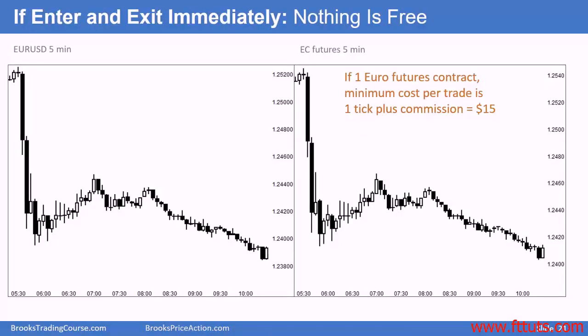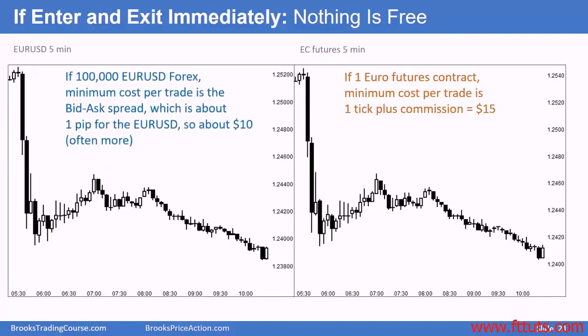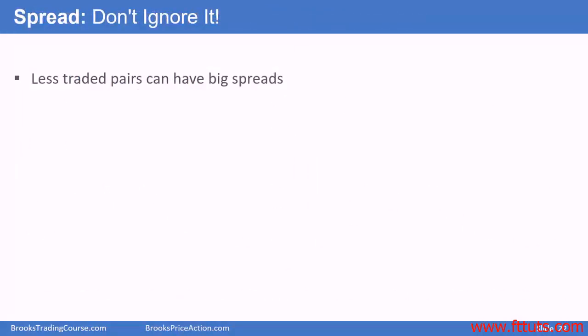Now, one euro futures contract, the minimum cost per trade is the bid-ask spread, one tick, plus a commission, about $15. Now, the minimum cost, if you're trading 100,000 euro versus the dollar Forex units, is the bid-ask spread, which is about a pip or about $10. Sometimes it's more. So the cost is comparable. The spread, you cannot ignore it.